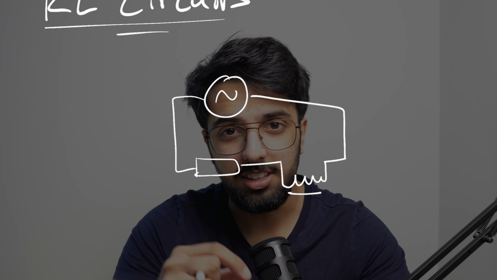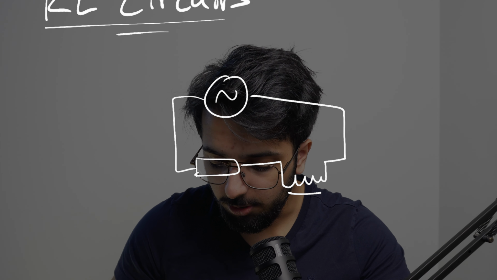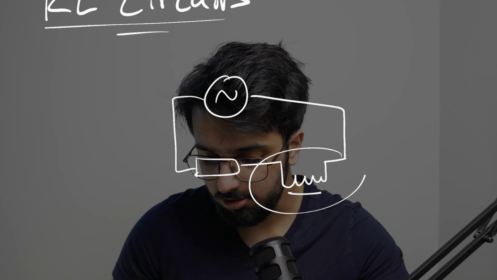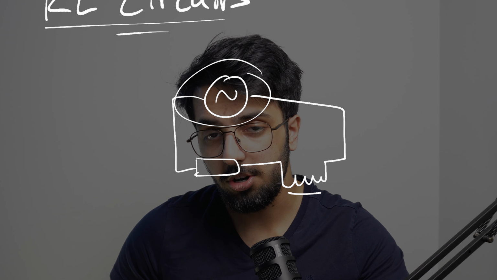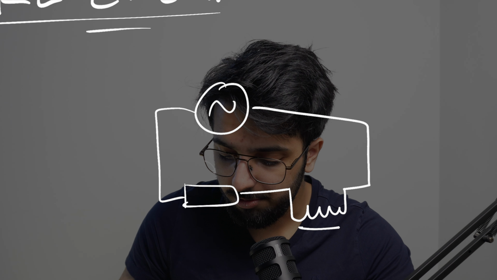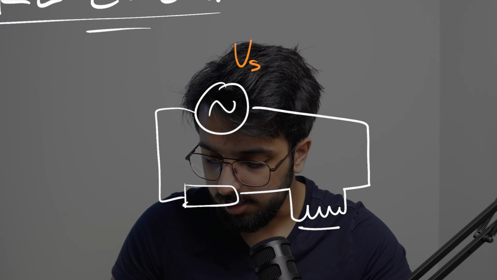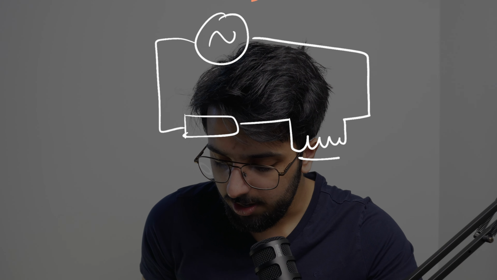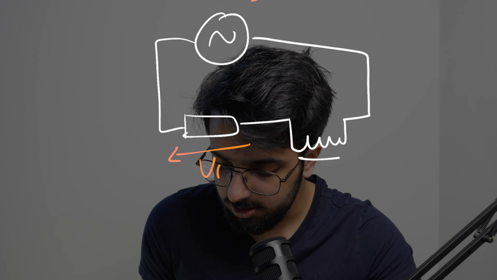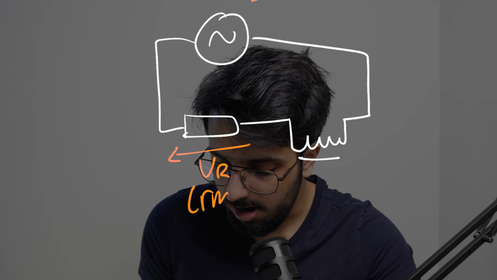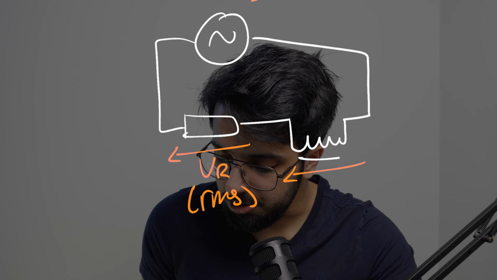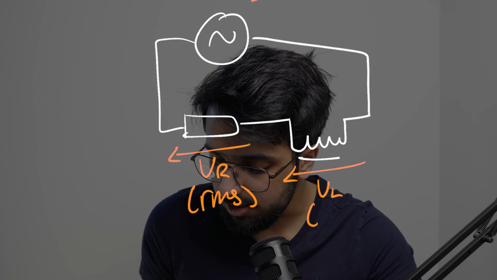Okay? And again, just like our RC circuits, we're interested in the phase relationship between the voltage across the resistor, the voltage across the inductor, and the voltage of the supply. So we have the voltage of our supply, and again, this is the RMS value. We also have the voltage across our resistor, which is again the RMS value, and the voltage across our inductor, which again is the RMS value.